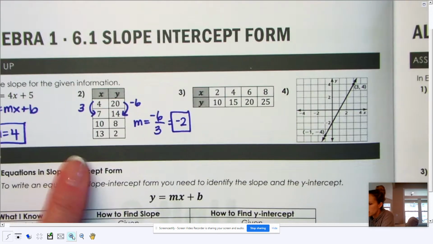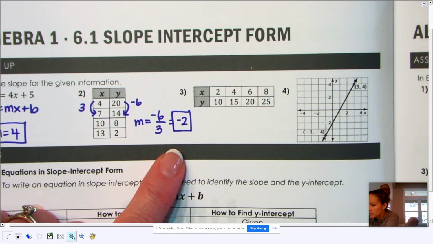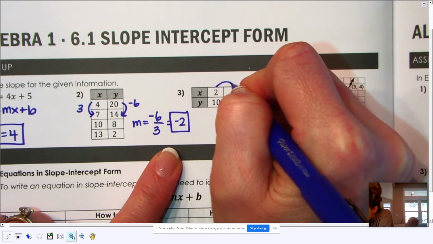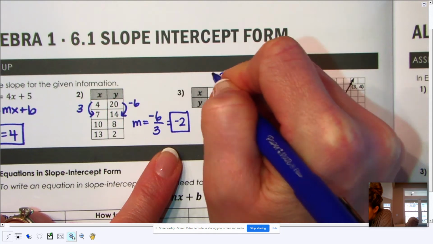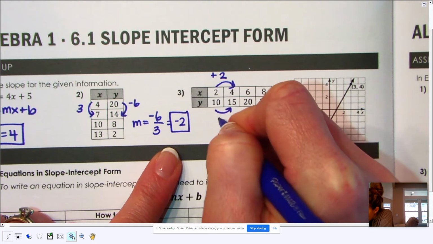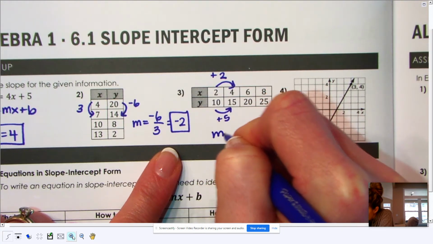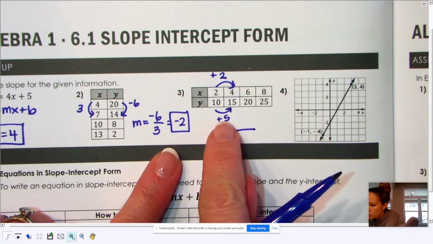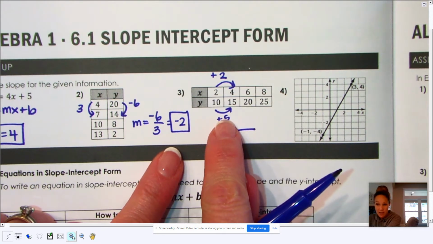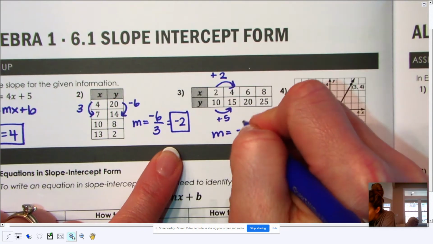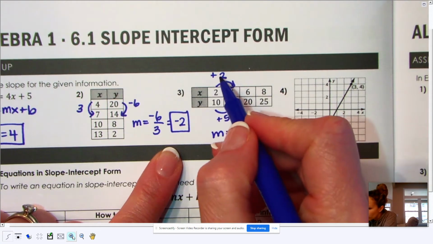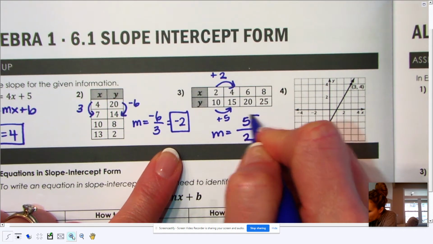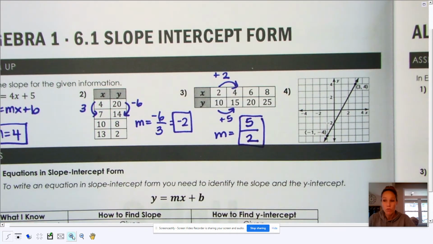Question number 3, this table is written a little bit differently. So again, we have a change in x is 2. And then the change in y was up by 5. So remember that when you're writing your slope, we always put the vertical change on the top. So it went up by 5, and then it went over by 2. So our slope for that one, 5 over 2.